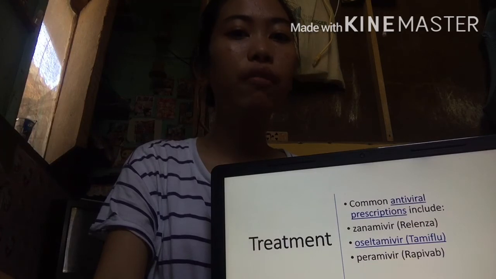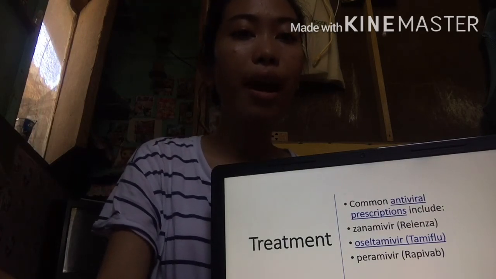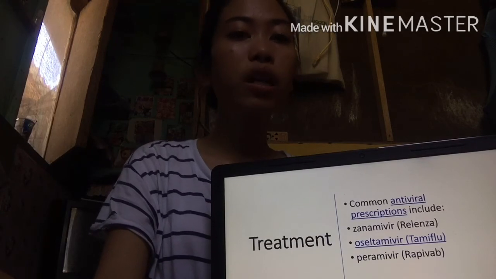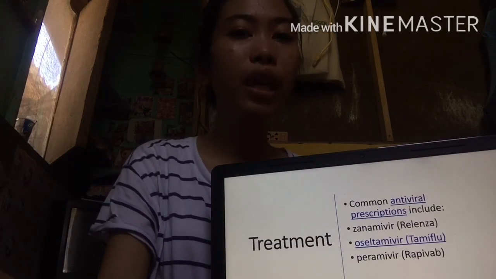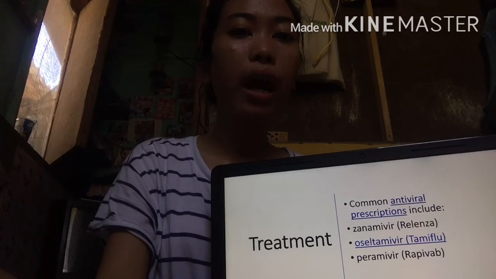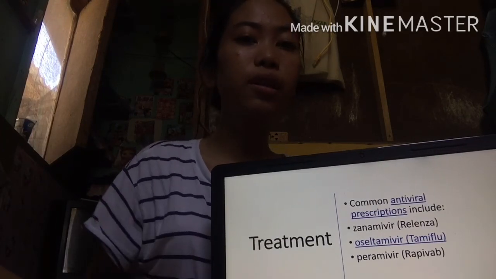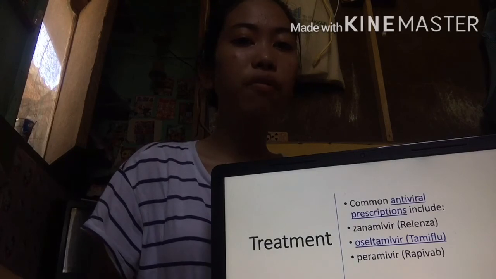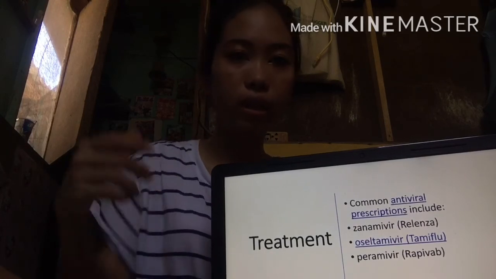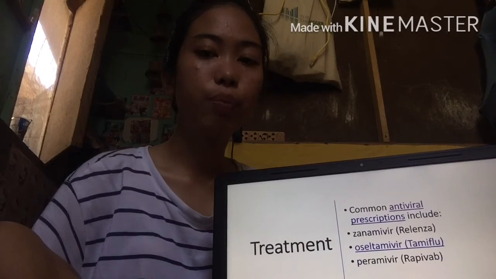Though effective, these medications can cause side effects such as nausea and vomiting. If you are given this medication and you experience any of these symptoms, or if your condition worsens, stop using the prescription and visit your doctor immediately. Lastly is the prevention.